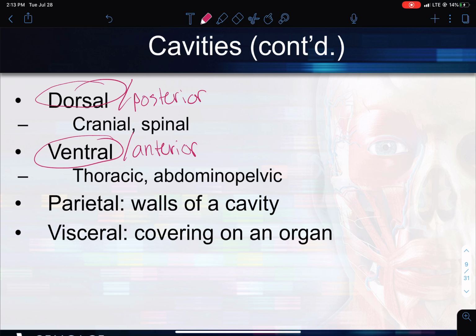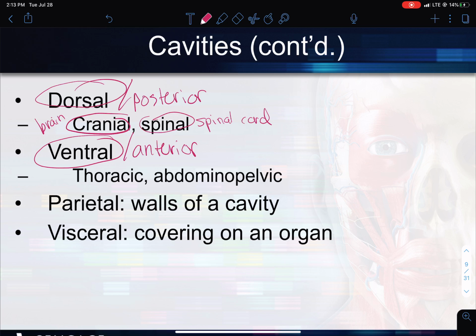So in the posterior cavity, we have two subcavities or subsections within that space, the cranial section and the spinal section. The cranial, as you can imagine, is going to contain the brain, and the spinal section is going to contain the spinal cord. All right, so that's everything in the posterior section.